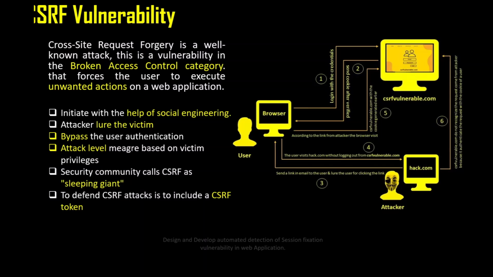It can be initiated with the help of social engineering, and it lures the victim and bypasses the user authentication. Attack level can be determined based on the victim's privilege, and some researchers call it a sleeping giant. It's also worth mentioning that the CSRF token is a very important part of preventing cross-site request forgery.